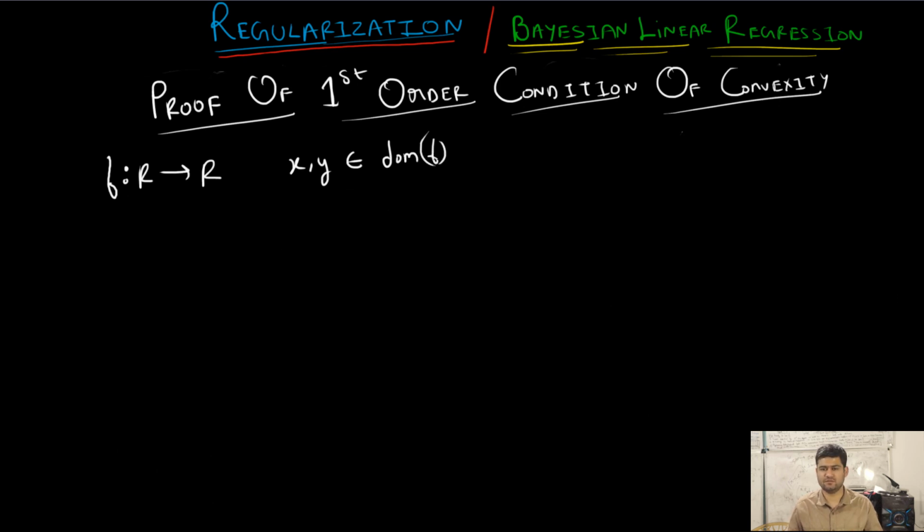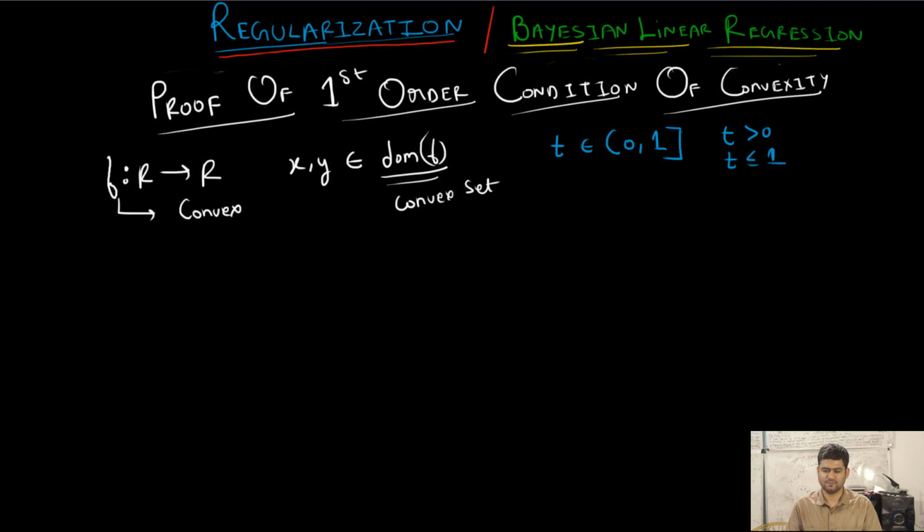As we know, the domain of a function is convex if the function is convex, so assume that this f is convex. So the domain of the function is also a convex set. Let's assume that t belongs to the set that is open at 0 and closed at 1, which means t is greater than 0 and less than or equal to 1. So for any t, the domain of the function would satisfy that x plus t times y minus x also belongs to the domain of the function, which is nothing but the definition of a convex set.